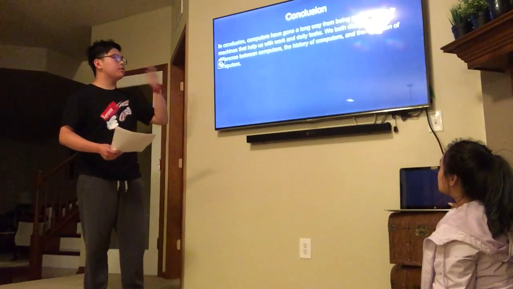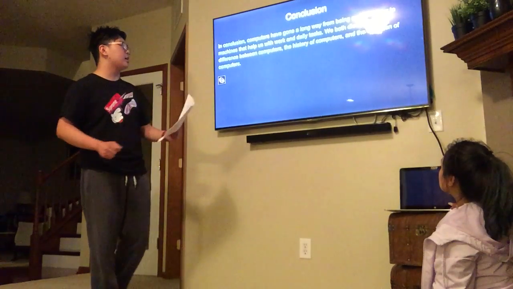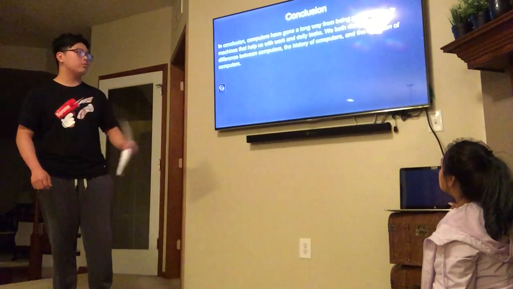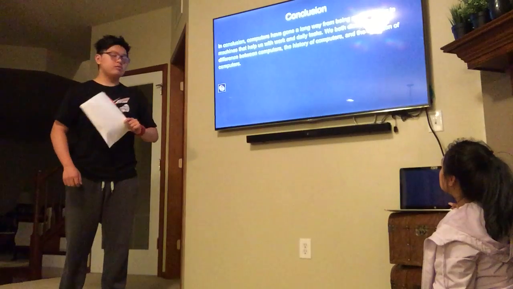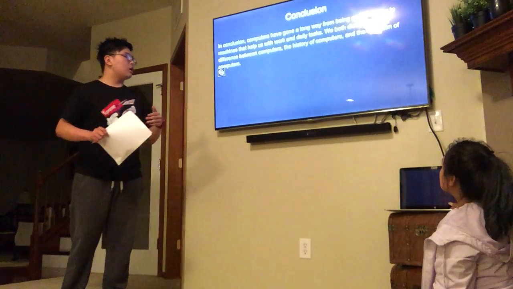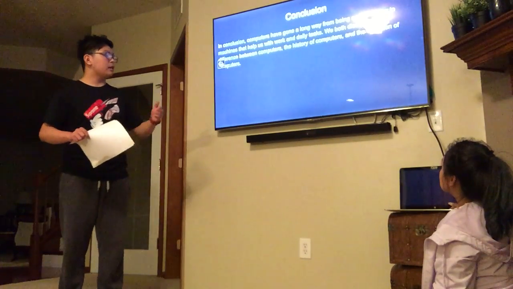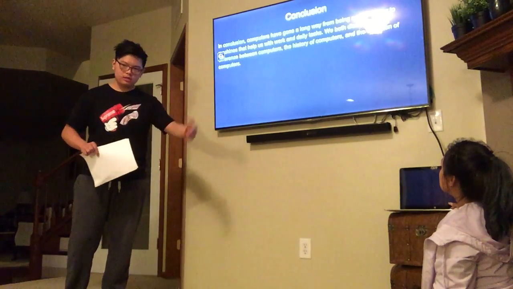In conclusion, computers have gone a long way from being a simple ruler to machines that help us with day-to-day tasks and work. We discovered the difference between computers, the difference between analog and digital, the history of computers from the suanpan to the Apple II, and the evolution, vacuum tubes and all that.